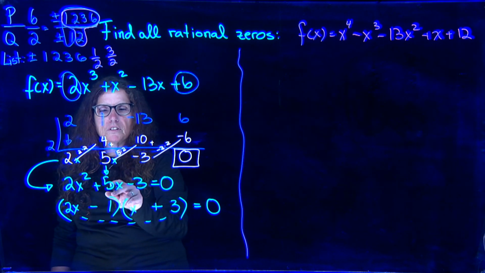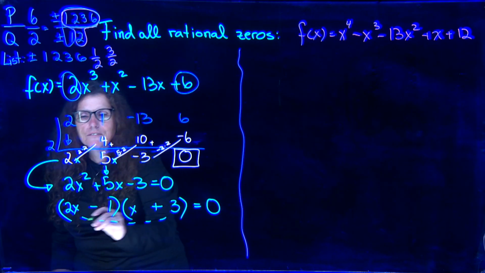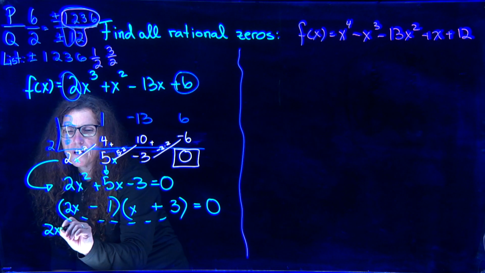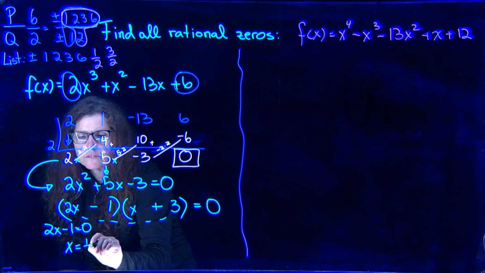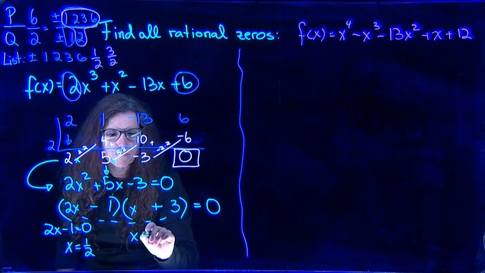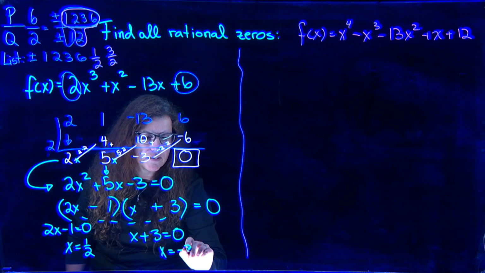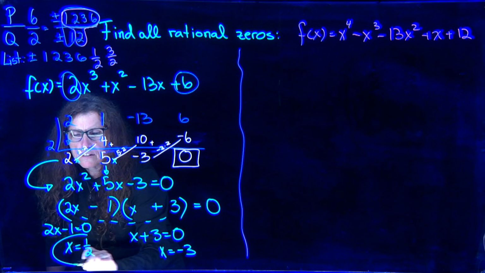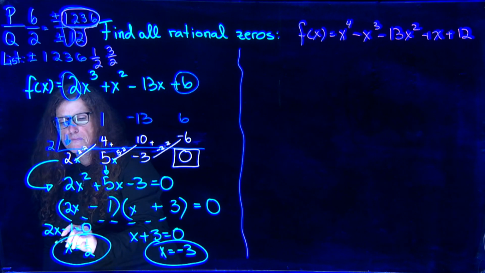6 minus 1 gives me that positive 5 in the middle, so I could factor it. Great. Now let's set each factor equal to 0. If you solve for x, you get 1/2. X plus 3 equals 0 and x equals negative 3. Great, here you go. We just found our 3 zeros.